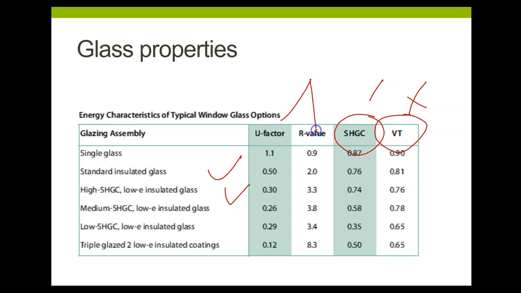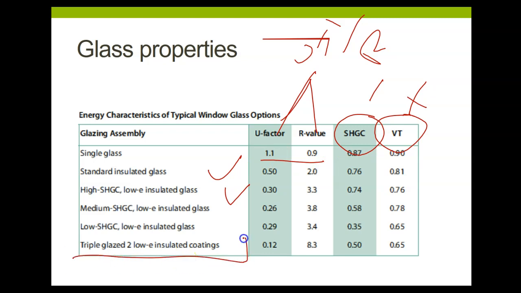If you notice the R value and the U factor, what are they? Basically U is 1 over R. So if you divide 1 over 0.9, you get 1.1. They just did the math for you. So this is the best glass ever, which is triple glazed, low emittance insulated coating. And you can see the U factor is very low, and you have very high resistance. This is the best we can do so far. Okay.